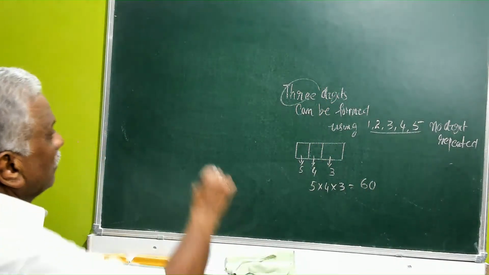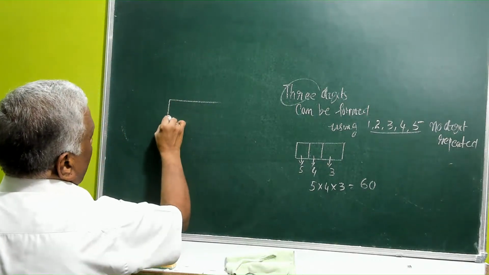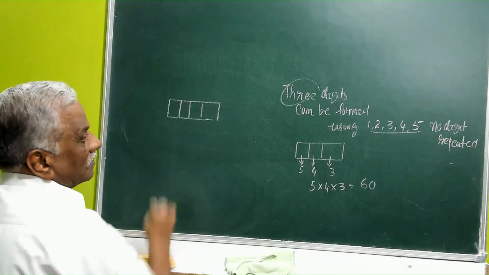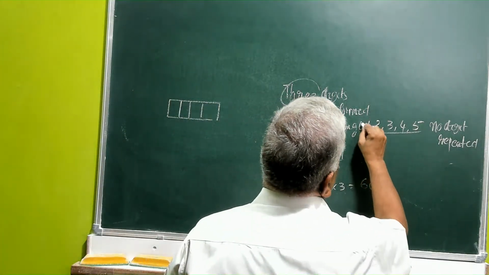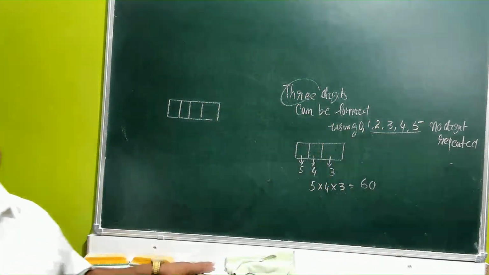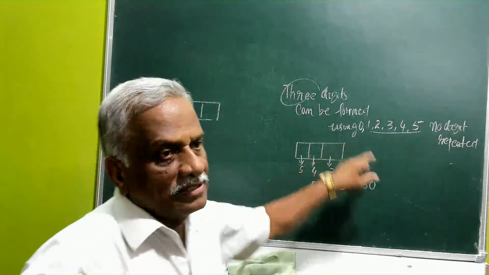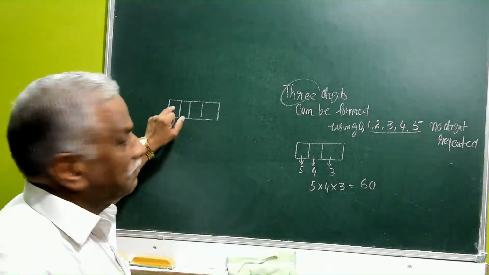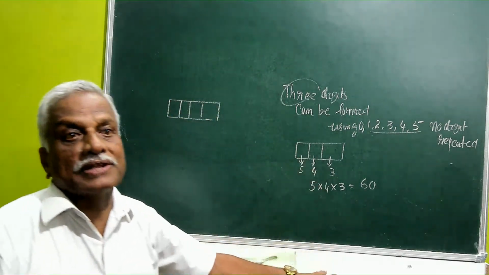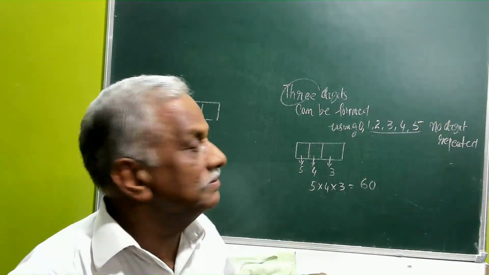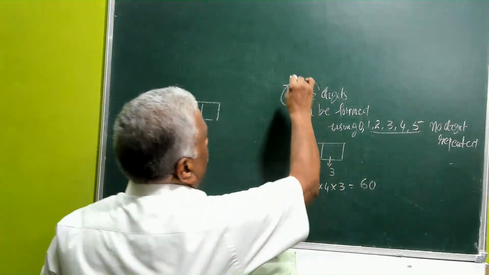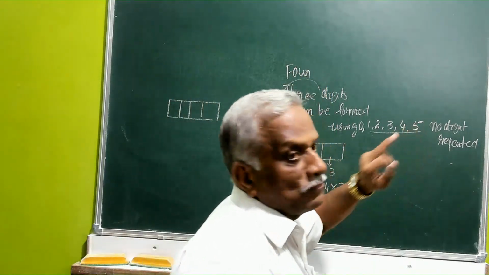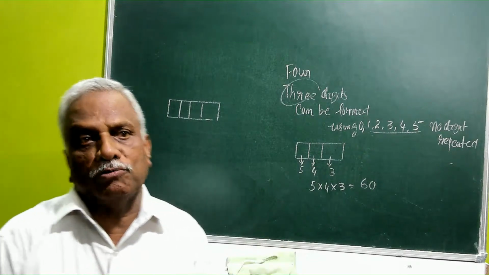Now, let us fill up 4 boxes or 4-digit numbers using the digit 0, 1, 2, 3, 4, 5. Very, very important. Now the thing is, you cannot fill the first box with 0. Why? If you put 0 in the first box, the number becomes 3-digit. I repeat, the question is 4-digit numbers can be formed using 0, 1, 2, 3, 4, 5. No digit being repeated is a problem.